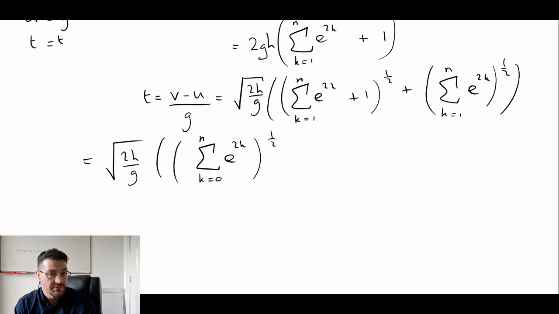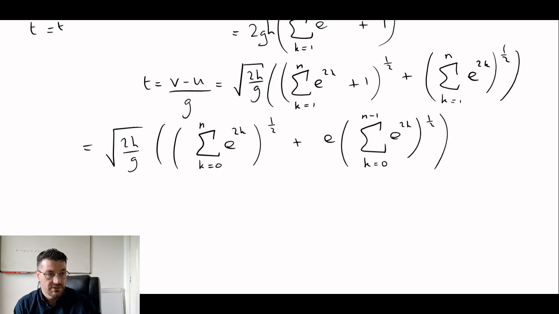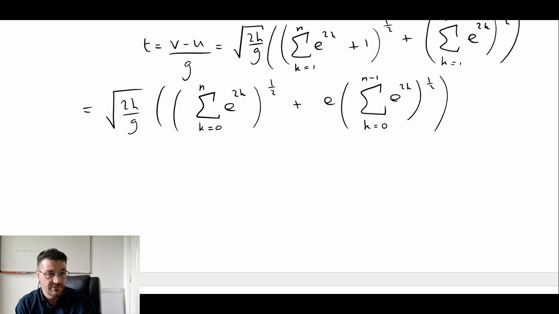To the half plus e times the square root from k equals 0 to n minus 1 of e to the 2k. Now, why have I done that? Why have I written these expressions in this particular way? The answer to that is as follows.